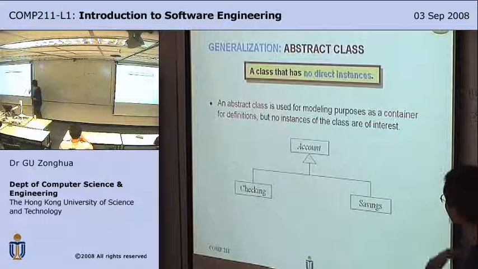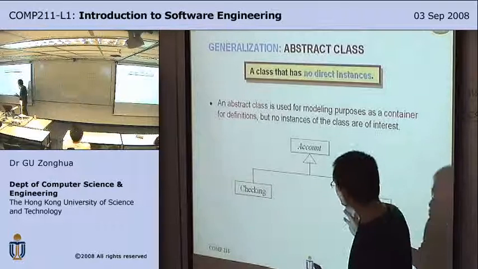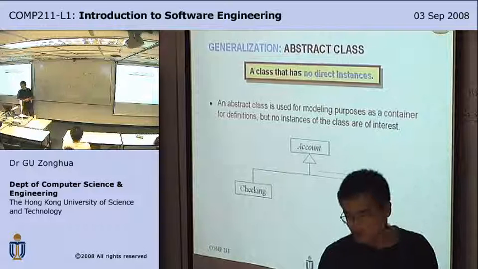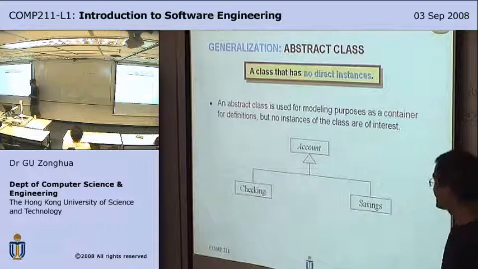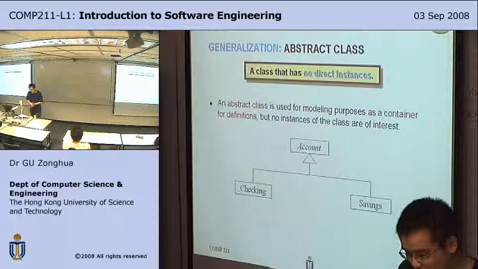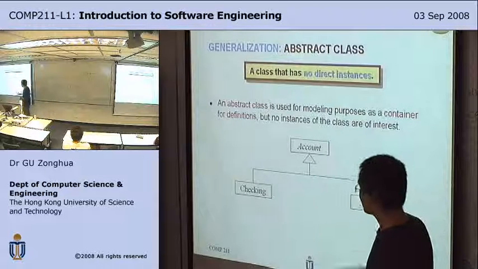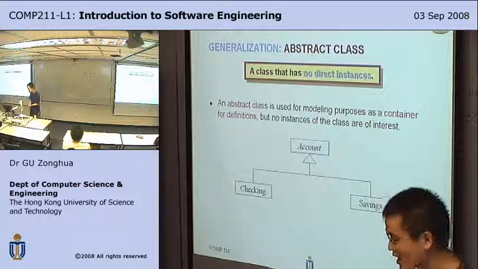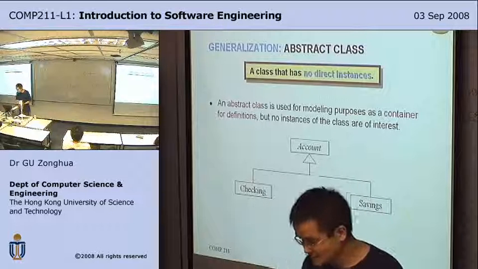So it's useful for modeling as a container for definitions. It may contain all the common attributes and operations like balance, get balance, withdraw, deposit, but you cannot create instances of the abstract class. This is actually in C++. You have the abstract keyword. If you are aware of it, if you specify a class as abstract, then you cannot do a new class name later.